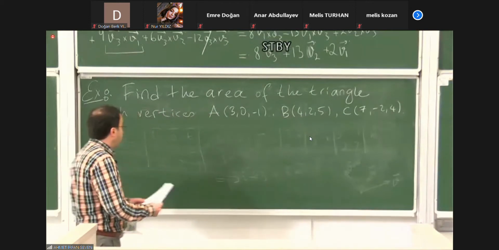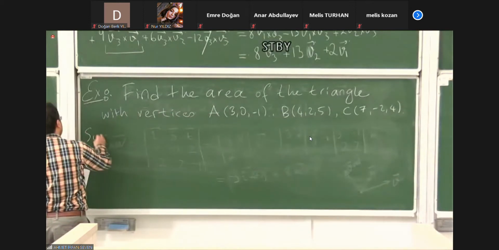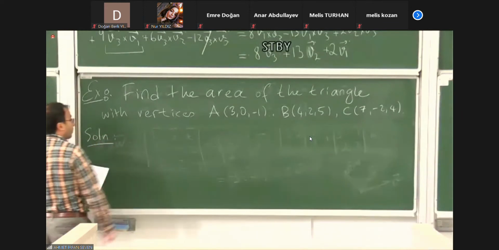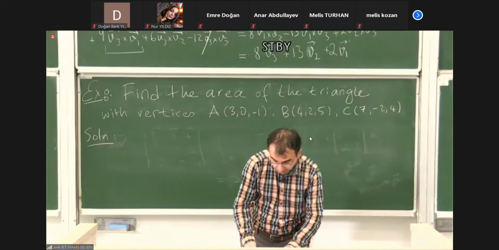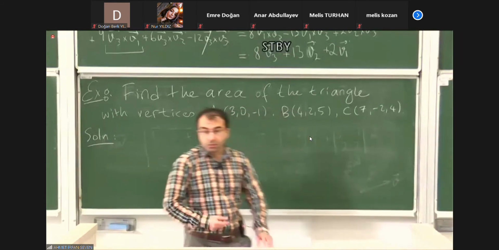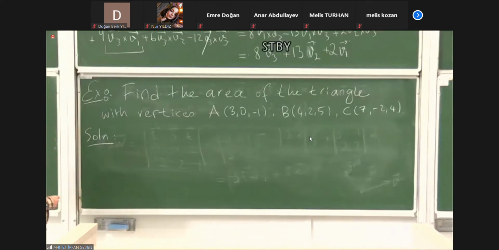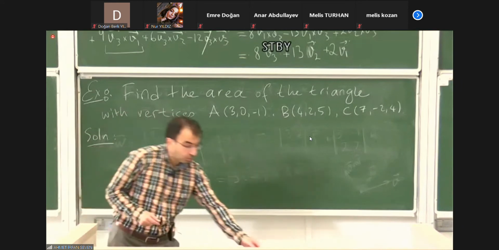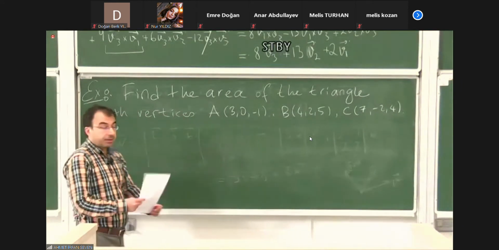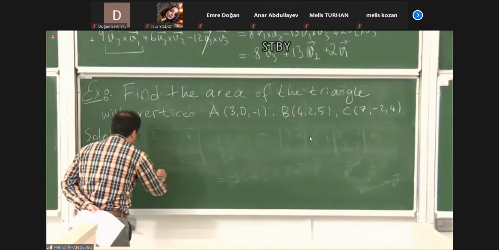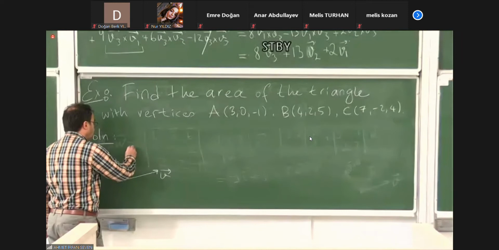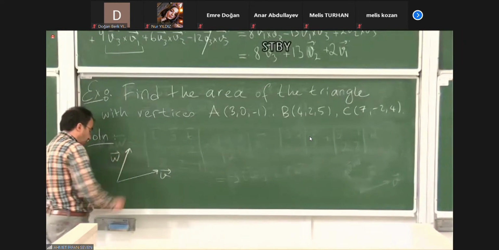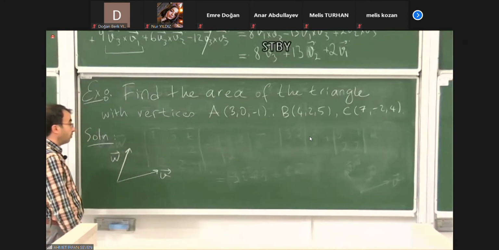Okay, so solution. Well, we also answered this thing using cross product, because you may remember that this cross product has such a property that, so let's say we have two vectors v and w, all right?